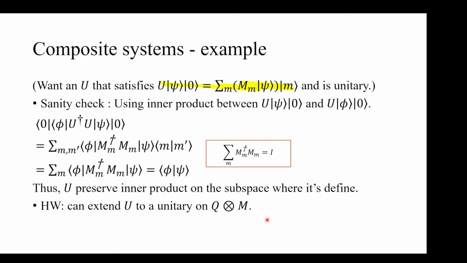Okay, so maybe there is some state psi to be measured on Q, and there is some state phi to be measured on Q. And we check that U preserves the inner product between the psi tensor 0 and the phi tensor 0. So we check it here: the inner product between these two things. We take a dual of this and then multiply on this.